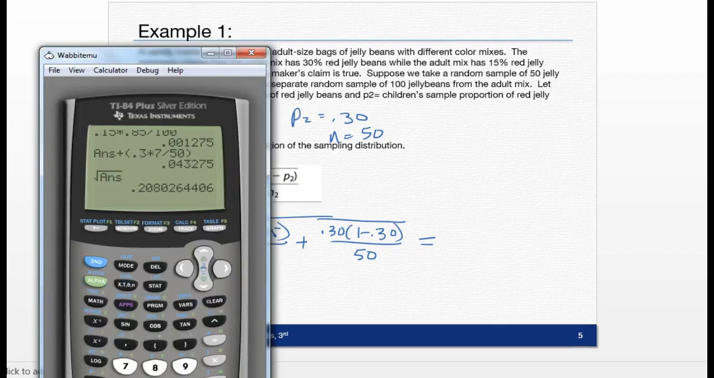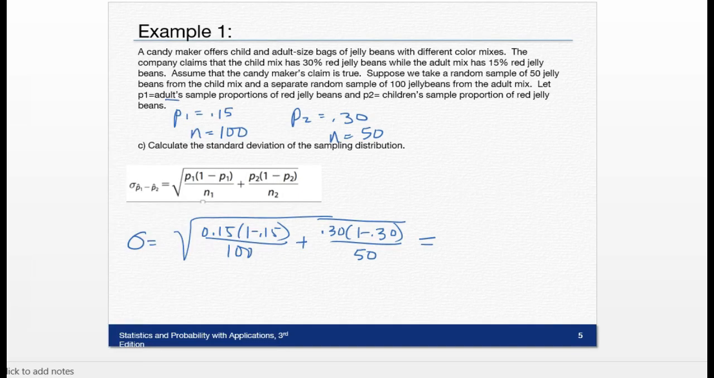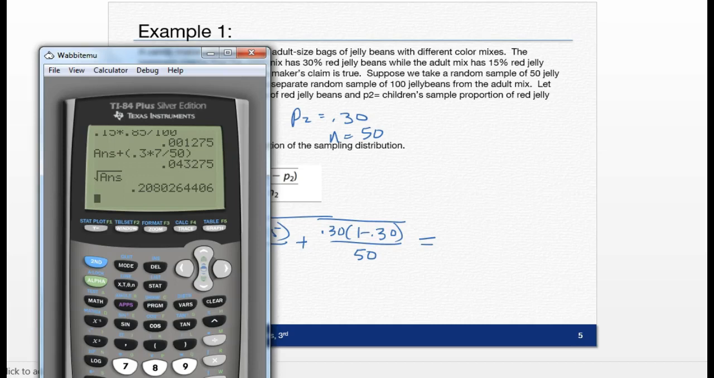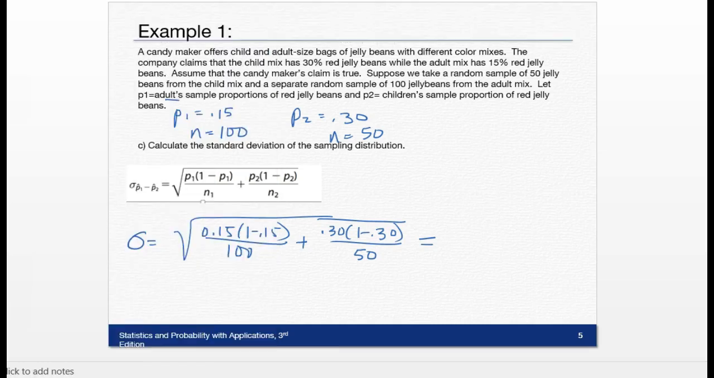All right, so I put it all in my calculator, did it step by step, and I come up with a standard deviation of 0.208. That's the standard deviation of the sampling distribution of the differences of these two proportions. So in your homework, that's what you're going to be asked to do: figure out the shape, the mean, and the standard deviation of a given situation with the difference of two proportions.